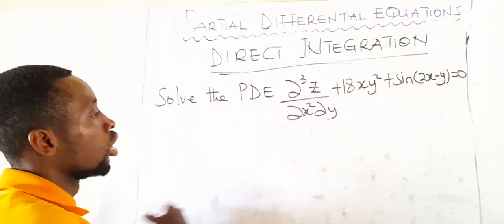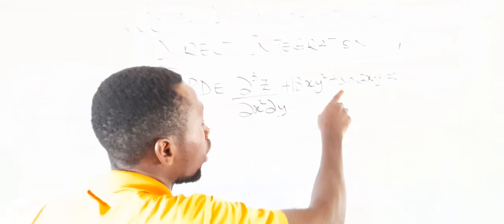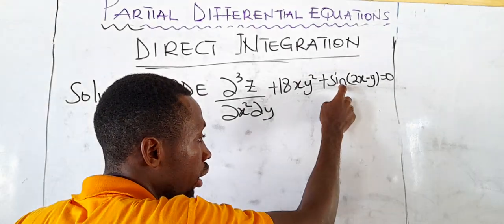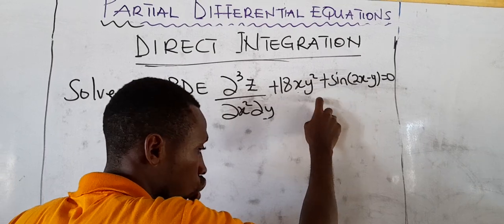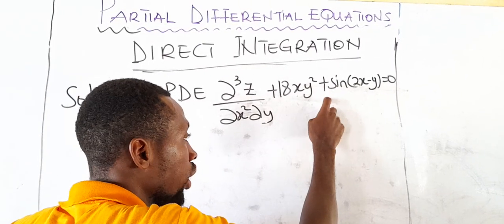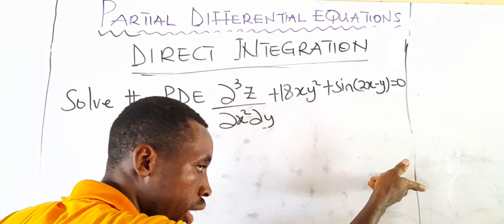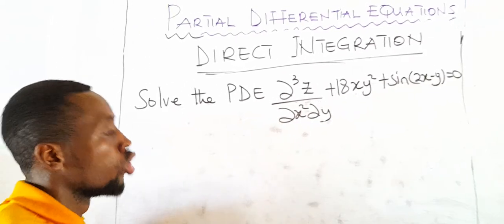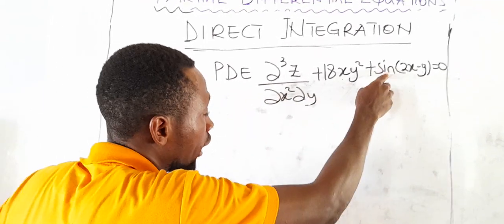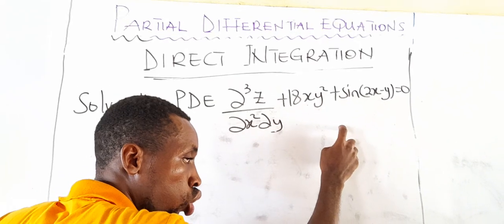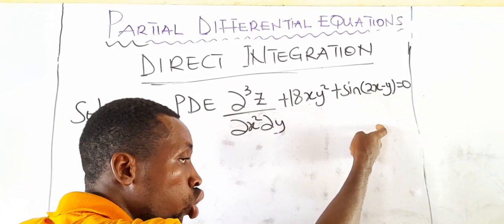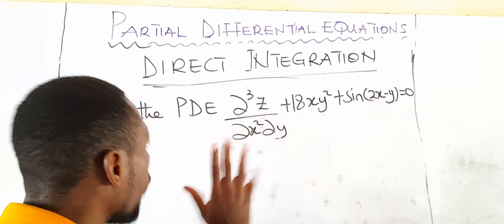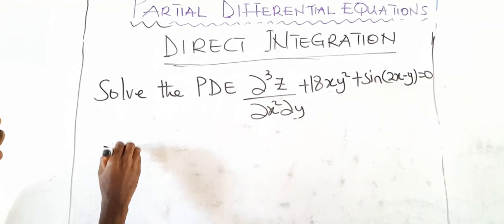So remember, when we integrate sine, we'll get negative cos. And when we integrate cos, we'll get sine. It's the opposite of differentiation. So please get that in your mind. When we integrate sine, we'll get negative cos. And when we integrate cos, we'll get sine. Have that in your mind.